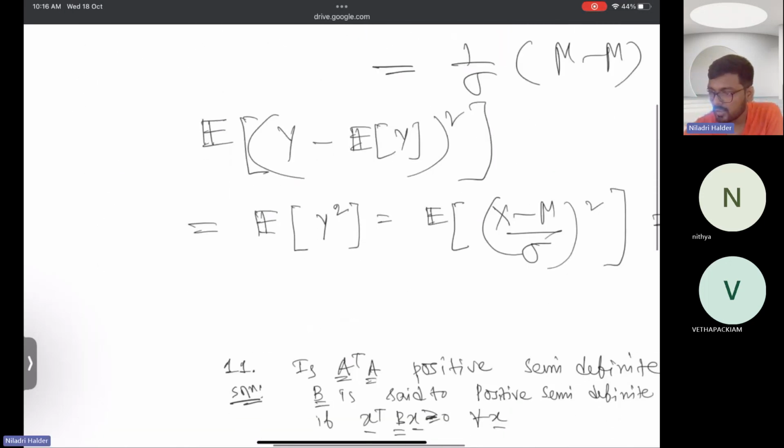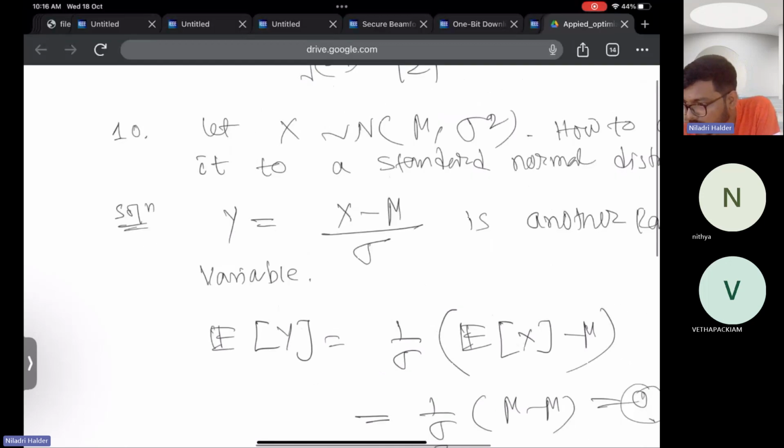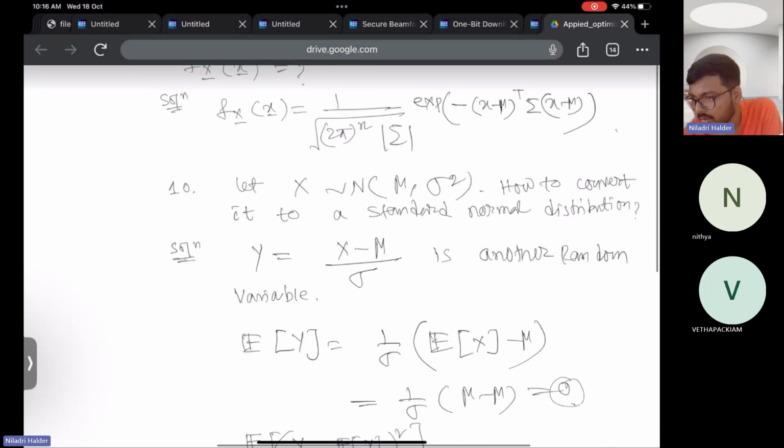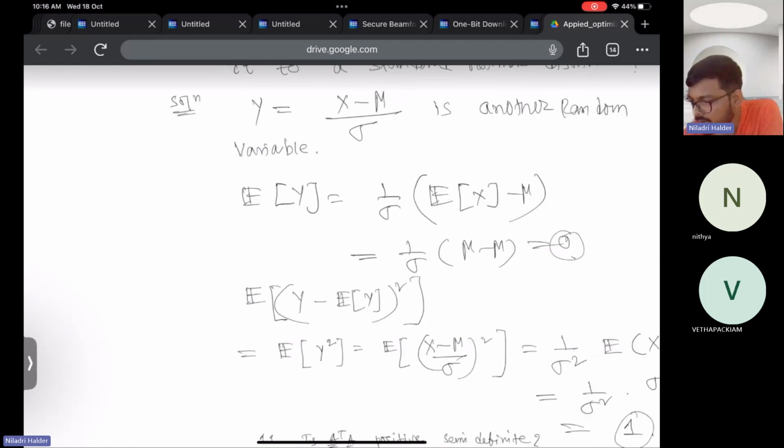Then we can find out the standard normal distribution, which is y equal to x minus mu by sigma. This will have mean 0 and variance 1. So that is the standard normal distribution.